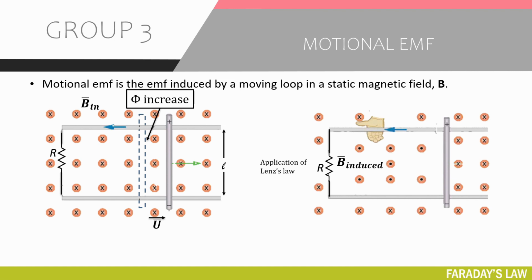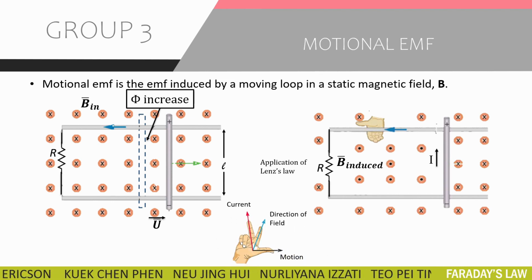The induced magnetic field will then induce an EMF, which we call motional EMF. Then, using the right-hand rule, the fingers other than the thumb point in the direction of B induced. We see that the thumb points in the anti-clockwise direction. That is the direction of the induced current. Then we have this equivalent circuit. We can also determine the direction of the induced current with Fleming's right-hand rule.